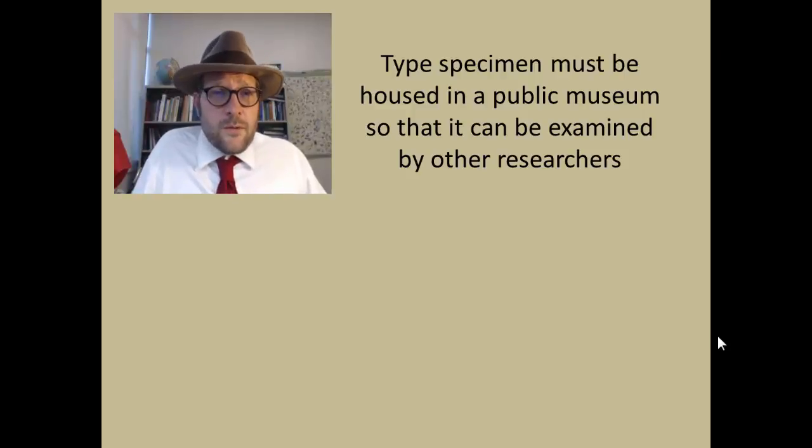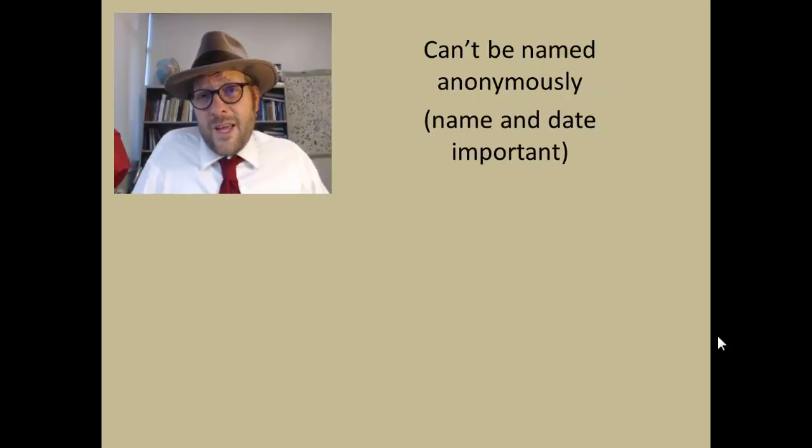That means people can come to the museum and actually pull out drawers and take a look at that specimen and compare it so they can decide if they have a new species or not and actually come and study the specimens. So it needs to be housed in a public museum. Species names can't be named anonymously. You have to have your name and the date, and that's really important, and I'll talk a little bit about that later. So you can't just name it with an anonymous name.